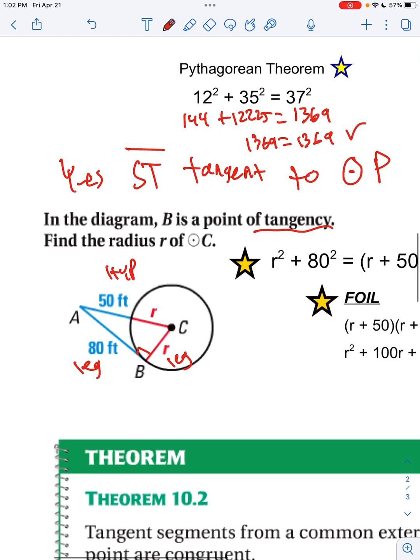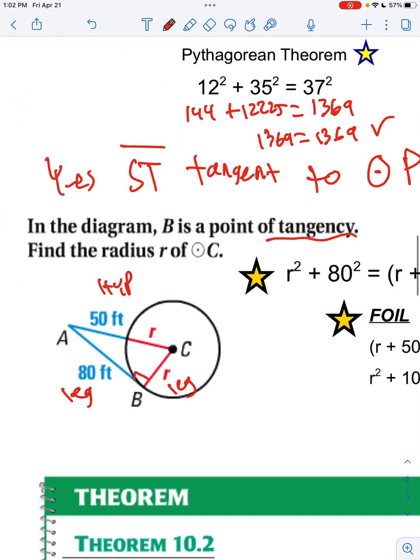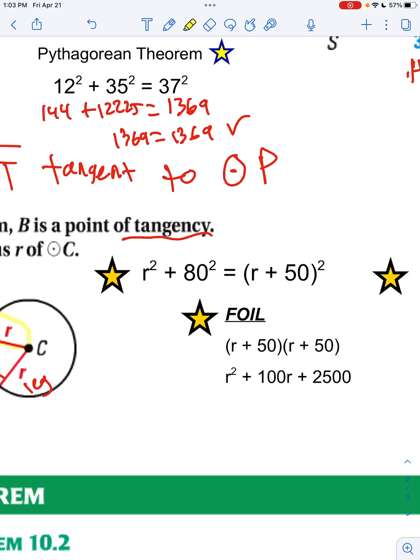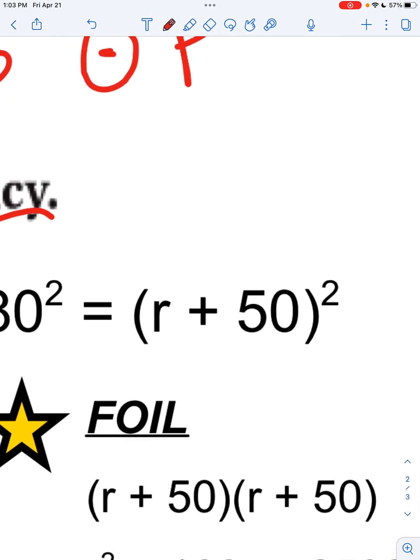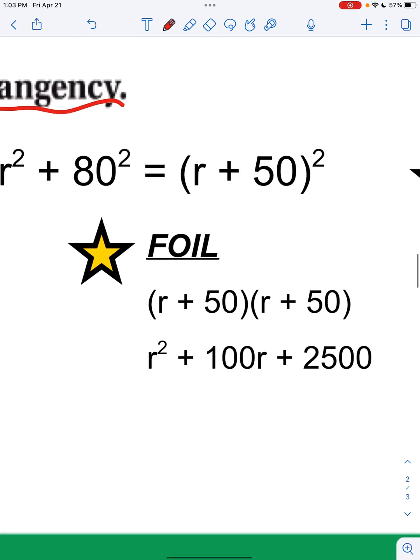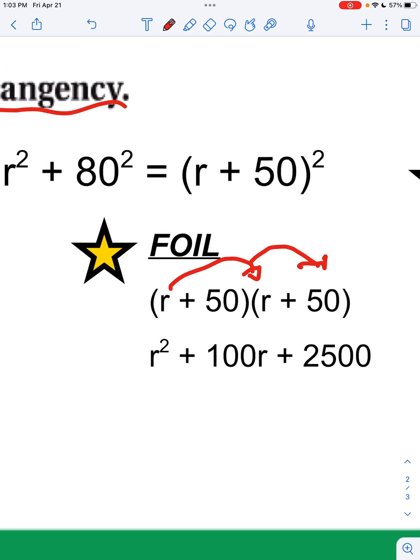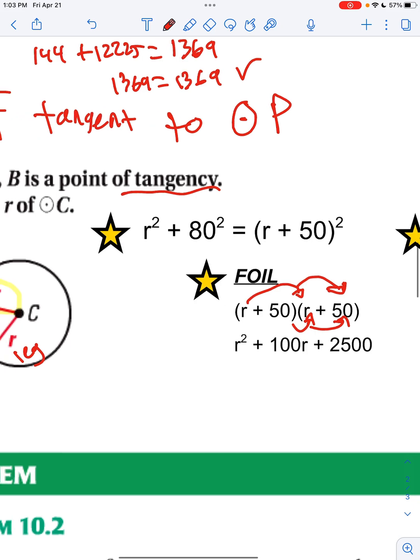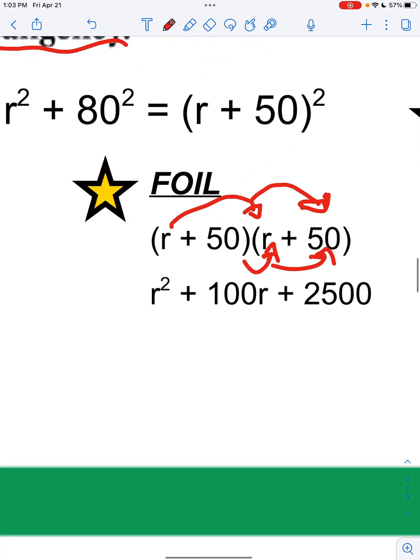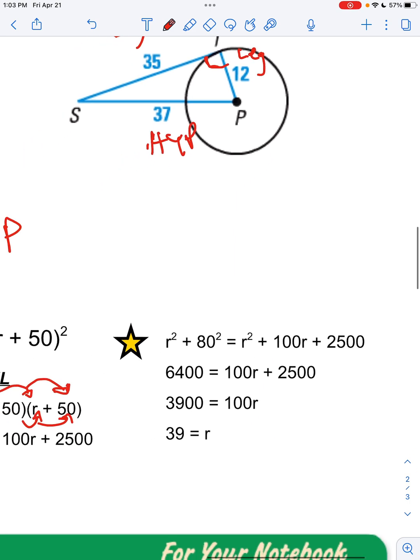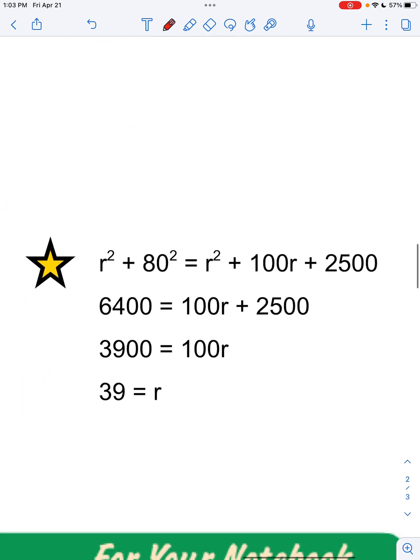So I'm going to set that up as R squared plus 80 squared equals, and how I'm going to write this is 50 plus R. Again, small piece plus small piece equals big piece. So as we write this, R plus 50 squared, we FOIL it out. Taking R times R, R times 50, and so on, we simplify and end up getting R squared plus 100R plus 2,500.